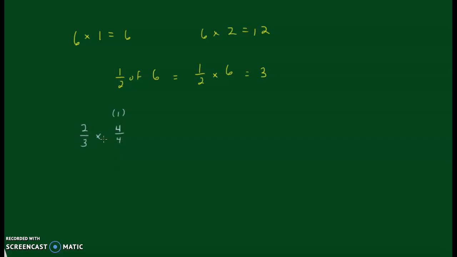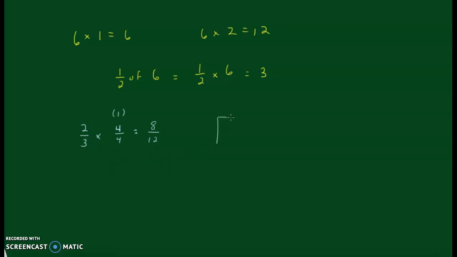So if I take 2/3 times 4/4, which we've done a lot in the last few lessons, we learned that multiplying the numerators together would give you the shaded portion, so that would be 8. Multiplying the denominators together gives you the total number of sections in a whole. So 2/3 times 4/4 is 8/12.